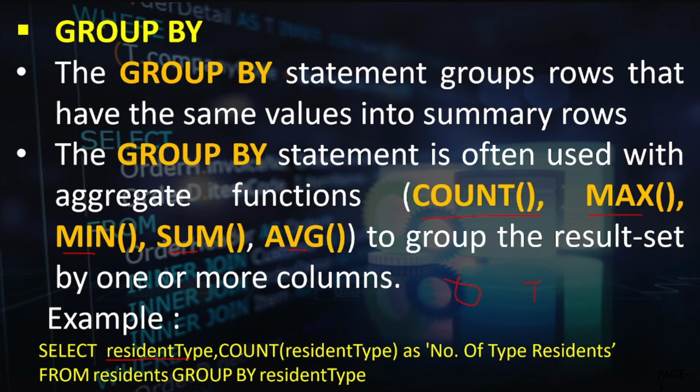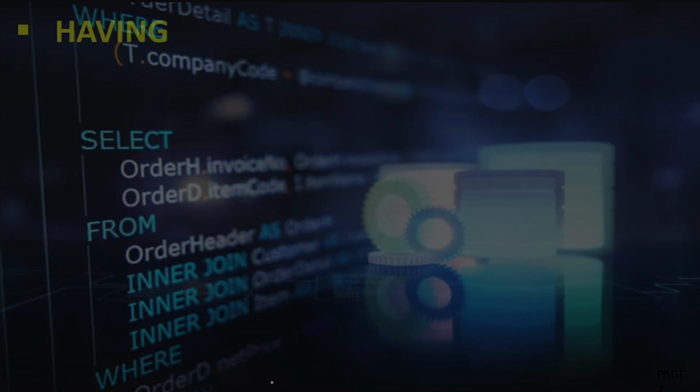So what I'm going to achieve here is to find the number of residents who are owners and the number who are tenants, and that's where I'm going to group by resident type. All O will be grouped and the count will be found, and all T will be grouped and the count will be found. So in such scenarios, you can use group by.